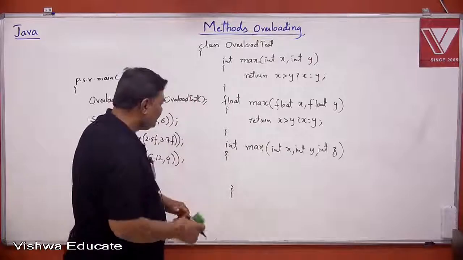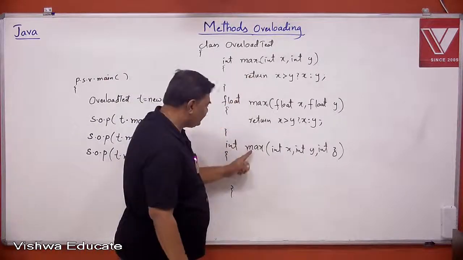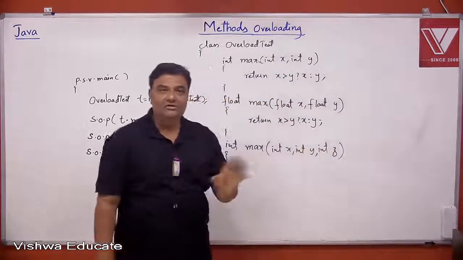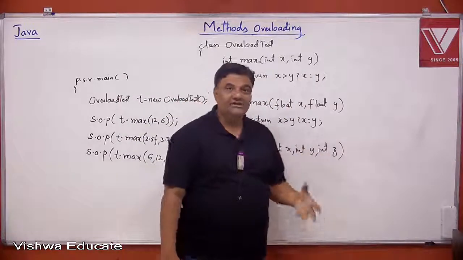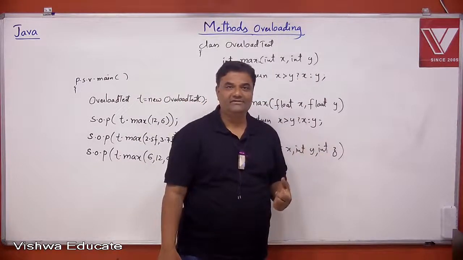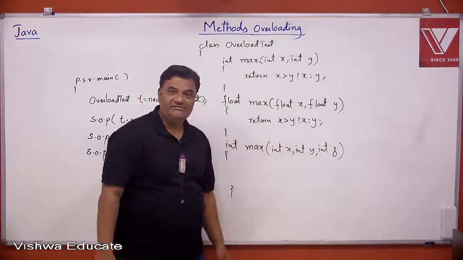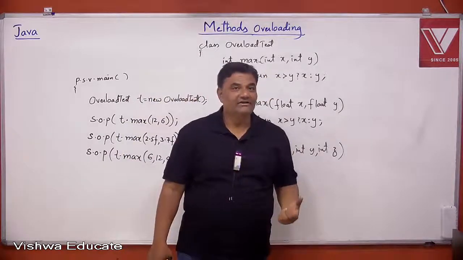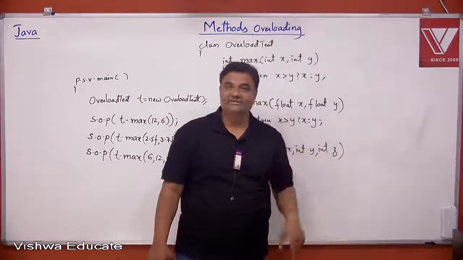But before that, are you writing the same method? See, max, yes. Int, all are int. It's the same method. No. 2 arguments, 3 arguments. Okay, the number of arguments is different. What was the difference here? The data type of arguments was different. What is the difference here? The number of arguments is different. So yes, if the number of arguments is different, then also the 2 methods are different.